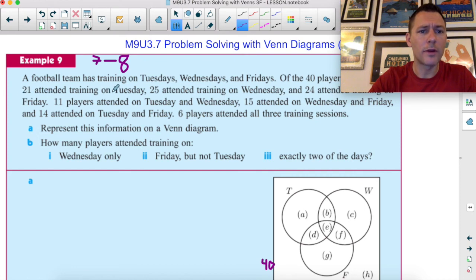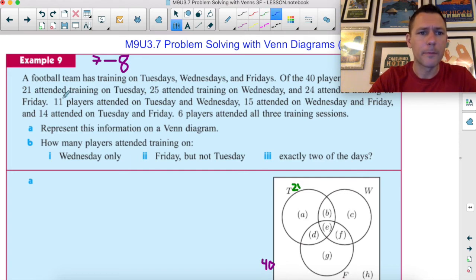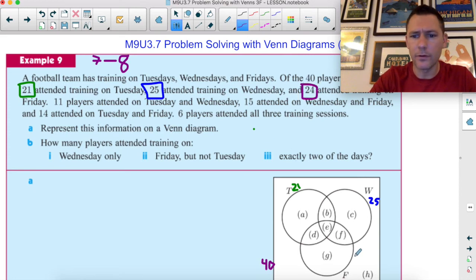They said 21 attend on Tuesdays. So this is 21. I might write that just outside. We'll have to erase it later, but that's okay. 25 attend training on Wednesdays. So this whole thing is 25. So I might put that outside. And 24 attended on Friday. So 24. So out there. That's all of these. Cool. Great.